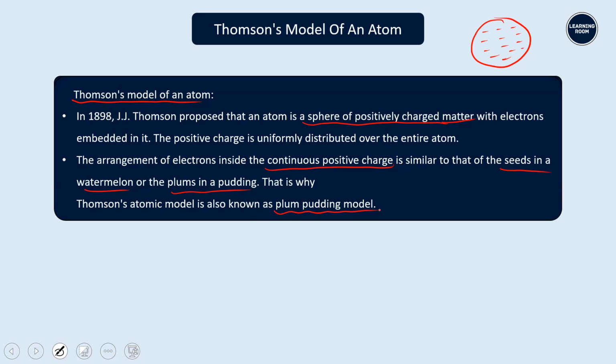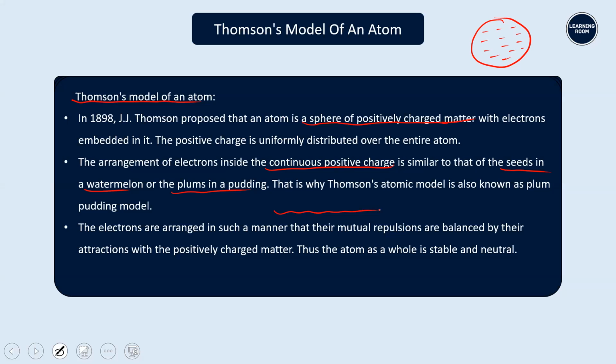Right? And the important point to be noted here is the question of how the electrons, being placed so close to each other, are able to interact, right? So the electrons are arranged in such a manner that their mutual repulsions are balanced by their attraction with the positively charged matter.